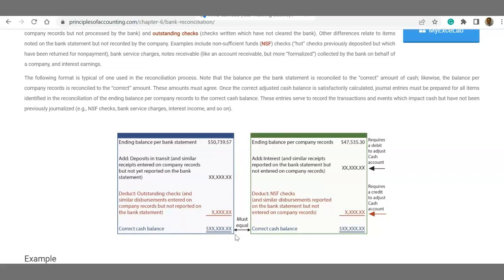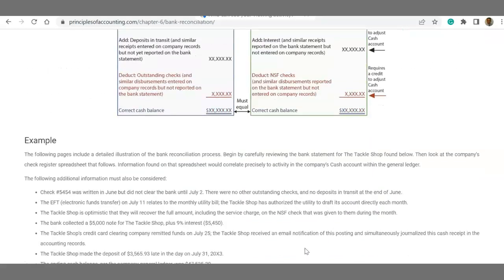Bottom line, the balance at the bottom should be equal. That way, you know that everything is accounted for. Now, whatever is on your book needs to be journalized. So you have to journalize the deductions. There's nothing to journalize on the bank statement. For the bank statement, you just add and deduct to get the final balance. But anything in your book needs to be updated, so it needs adjusting.